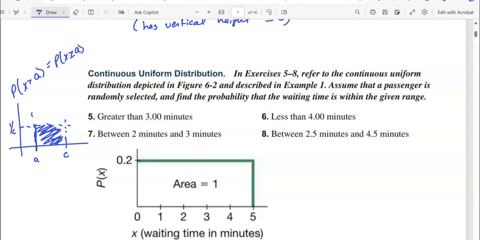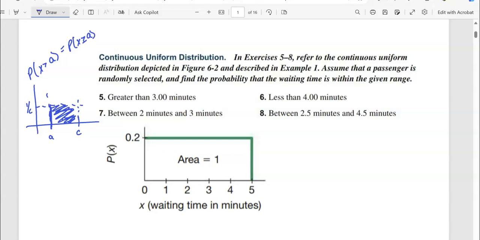It doesn't really matter whether I include that line there or not, because that line is so thin that just by itself, it's not really going to affect that area under the curve. And now we're thinking about things in terms of areas. So let's look at a few examples of continuous uniform distributions.